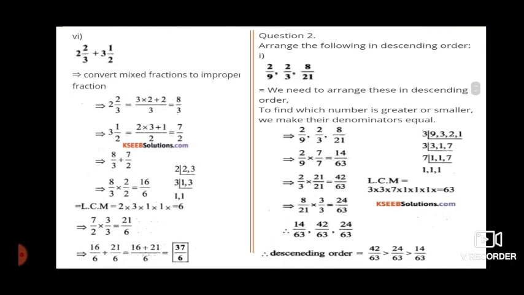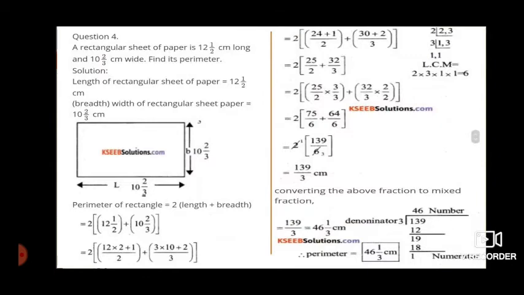Now easily we can compare the numerators, that is 14, 42, 24. Which is the greater here? 42 is the greater. So the larger fraction is 42 by 63. Next 24 by 63. Next 14 by 63. That's it. Next children, question number 4.